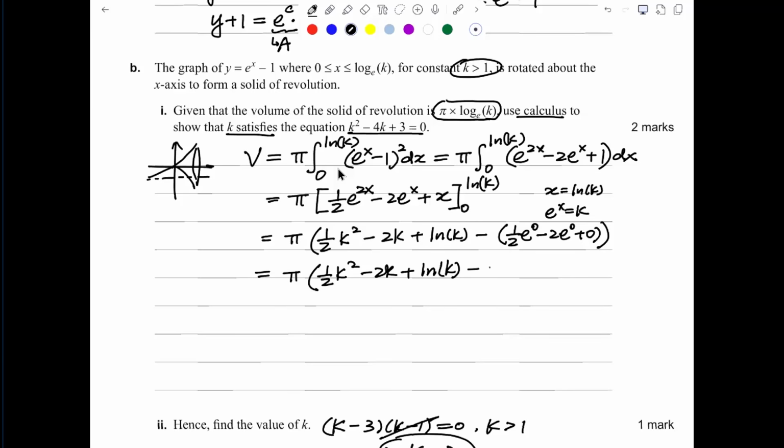And this will be subtracting a negative 3 over 2, so we add 3 over 2. And that is pi times half k squared minus 2k plus 3 over 2, plus pi natural log k. Notice you can split out the pi natural log k, isn't it?